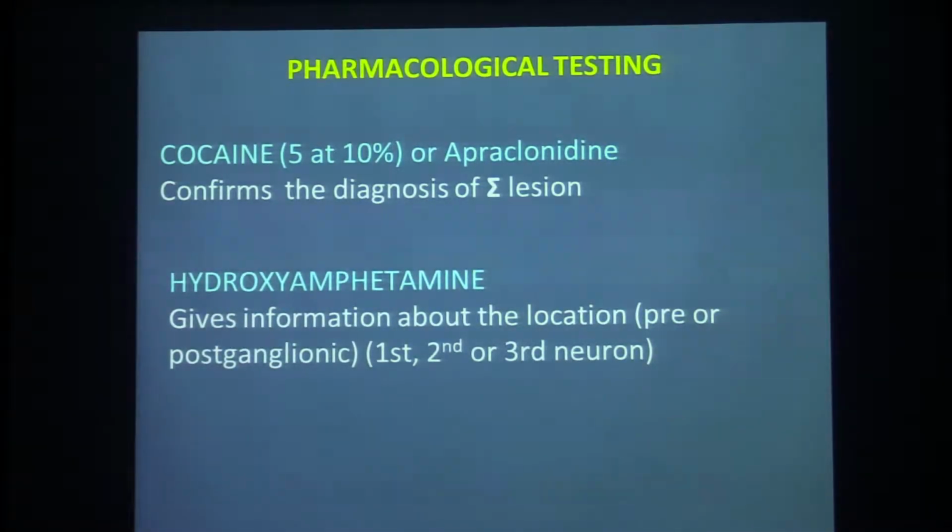Now, just pharmacological testing, they will help us to confirm the diagnosis of Horner, and the ophthalmologists use two types of eye drops, cocaine or apraclonidine, which has the same effect and confirms the diagnosis of sympathetic lesion, and hydroxyamphetamine, which gives the location of the lesion. When the test with hydroxyamphetamine is positive, it is a postganglionic lesion. I will just explain why.